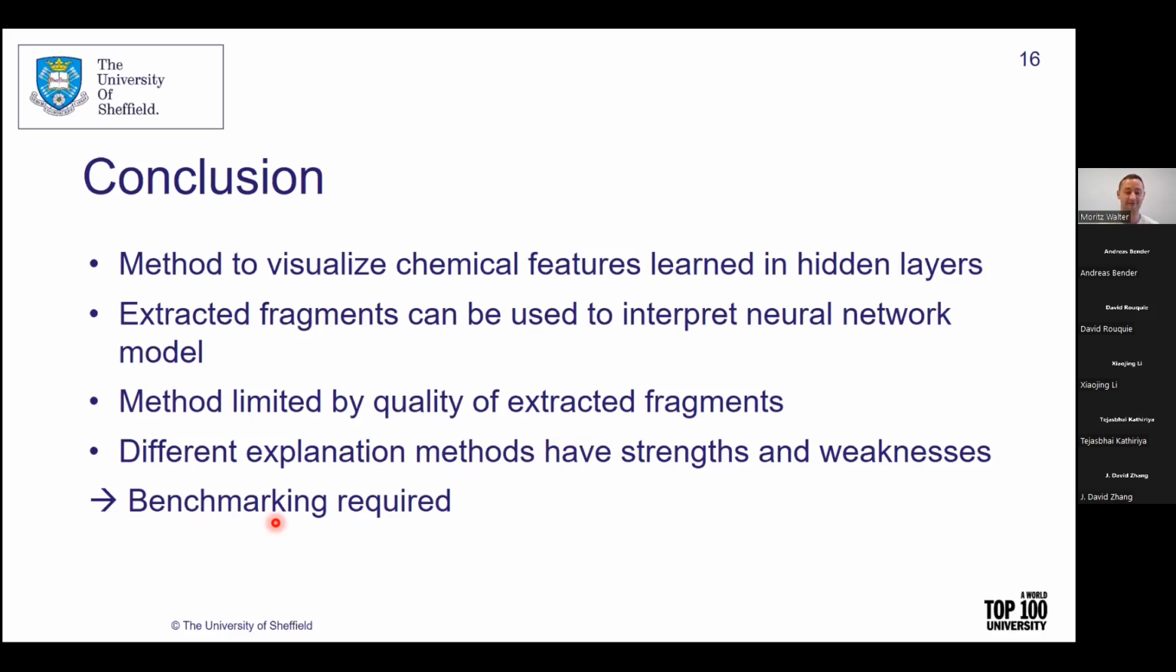So we need to do more benchmarking for these explanation methods, to look at a wider range of data sets and compare all the methods that are out there now, to figure out if there are any superior methods, or whether they are all comparable and just have different strengths and weaknesses for different chemical features or data sets.